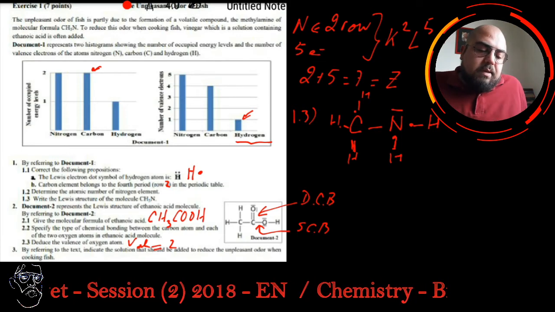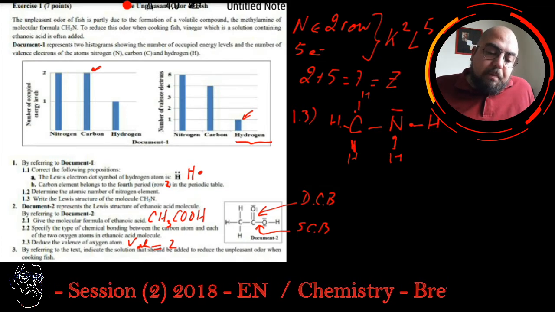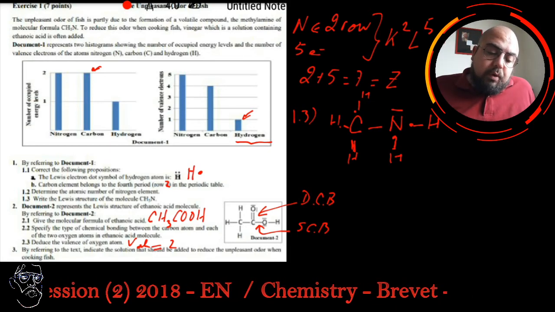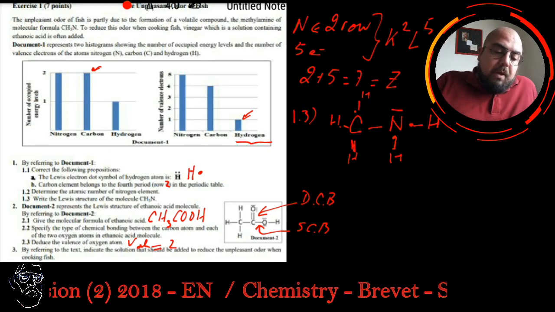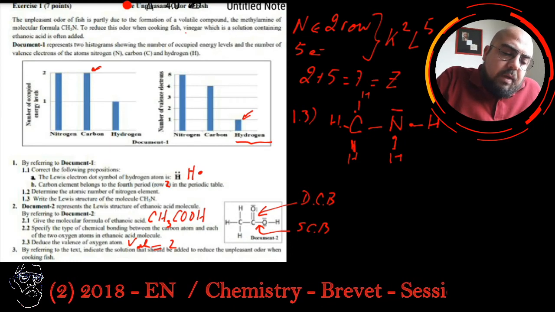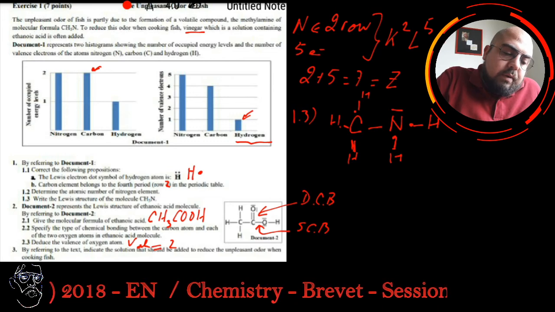By referring to the text, indicate the solution that should be added to reduce the unpleasant odor of cooking fish. It's very simple. You have to say that it's the vinegar that you should add, which contains, of course, the ethanoic acid.